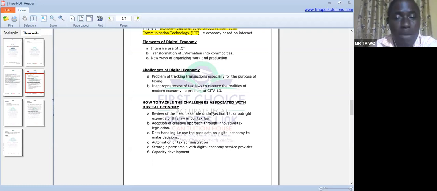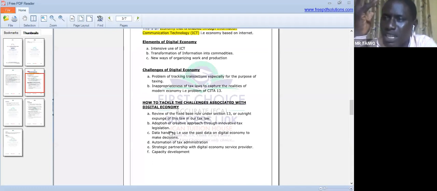It's a law that is part of the Act that is preventing us from maximizing our revenue from those people that are making money from our country. I guess it means that they have to review it or expunge Section 13. We tell them in the exam that the way to tackle the challenges associated with the digital economy is to find a way of expunging Section 13 from our tax laws, because it debars us from maximizing our tax revenue, and also adoption of a creative approach through innovative tax legislation.